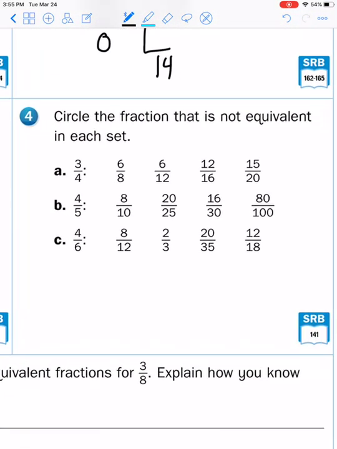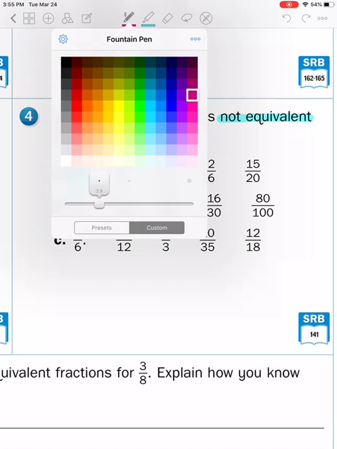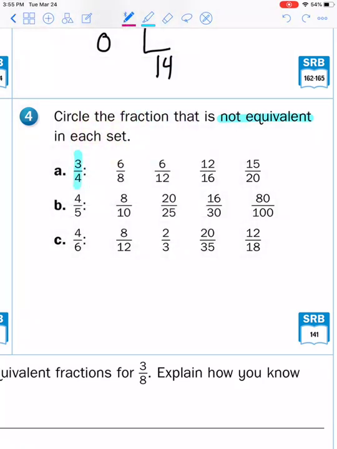All right, let's look at 4. Circle the fraction that is not, very important, that is not equivalent. So let's look at just A. So ignore B and C for right now. The fraction we're seeing, what fractions are equivalent, is 3/4. So which of these choices is equivalent to 3/4? Okay, 6/8. That is equivalent because 3 times 2 is 6 and 4 times 2 is 8. So this is equivalent.